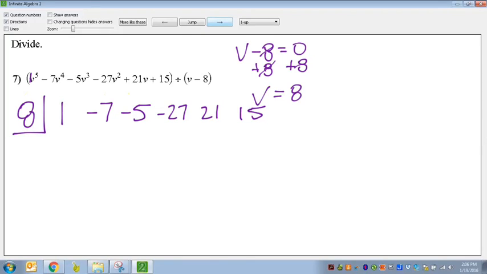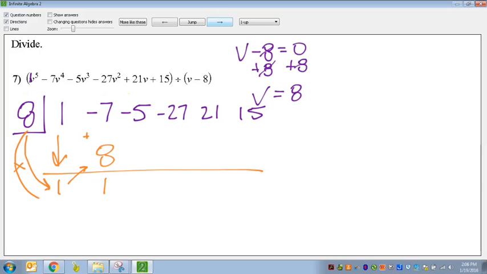All right, to start the process, what you do is you bring down the very first coefficient, which in this case is 1. And then we multiply 8 times 1. Okay, so 8 times 1 equals 8. And whatever that answer is goes in the next column. And then we add these together. Negative 7 plus 8 equals 1. And then we repeat again. 8 times 1 equals 8, so we put that there. Negative 5 plus 8 gives me 3. And then repeat it again.